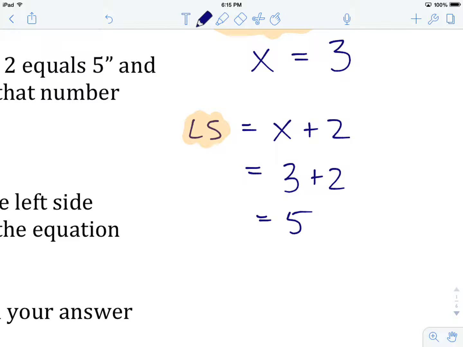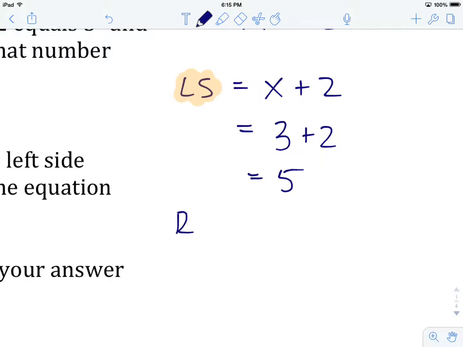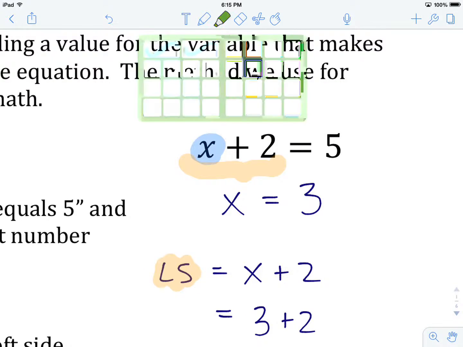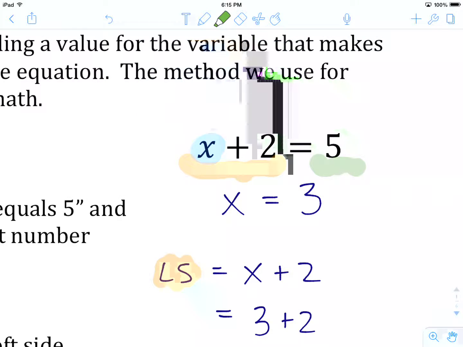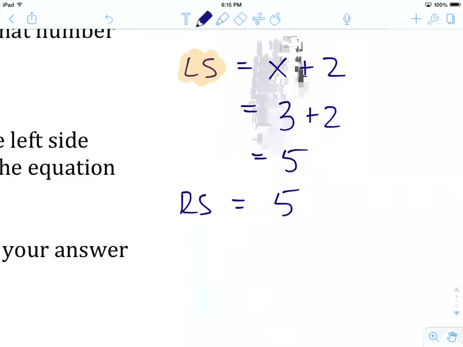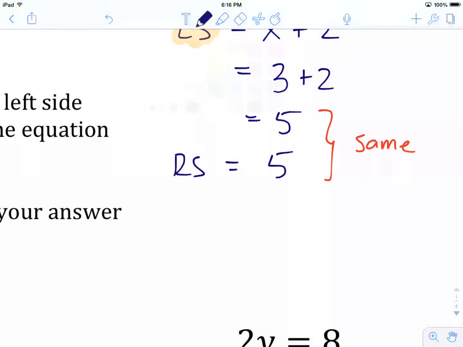Now let's check in with the right side of our equation. The right side is equal to, so if we go all the way back up here, let's have a look. The right side is equal to, well, that's all we have, just that number right there. So we're going to put down the right side of our equation, which is also 5. Now we're going to make a comparison of these two values. And they are the same, which means, this is a mathy way to write this, therefore the left side equals the right side.